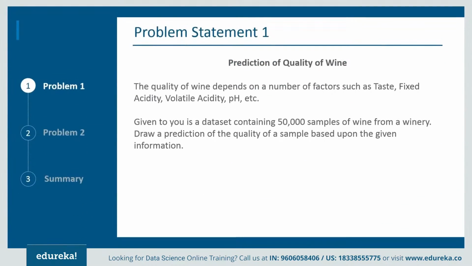So this is our first problem statement. The quality of wine depends on a number of factors such as taste, fixed acidity, volatile acidity, a bunch of different factors. So we are given a data set containing 50,000 samples of a wine from a winery, and we have to draw a prediction of the quality of a sample based upon the given information. So first, let's read the data and explore it. Let's just see what data we have.